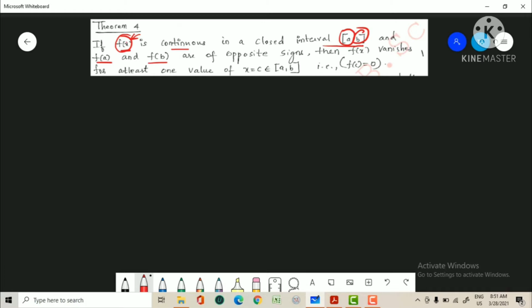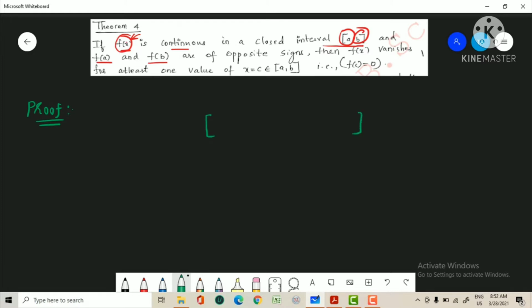That c has to be between a and b. That has to be in the interval a comma b. That is, f of c is equal to 0. Okay, let us go to the proof part. So before we begin, we will understand by taking an example.